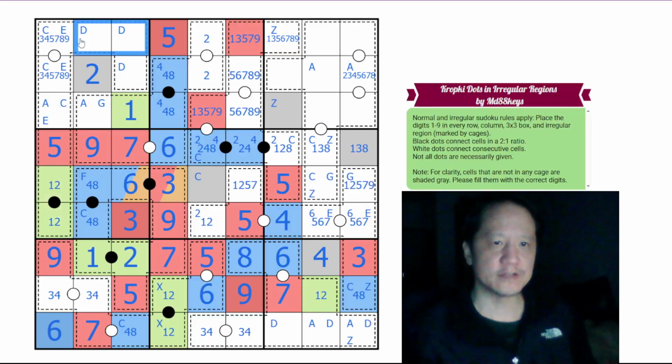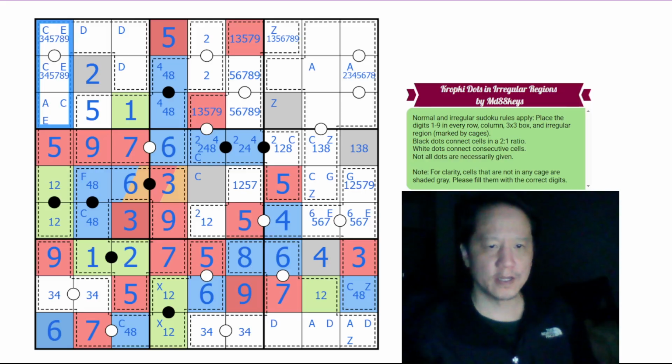This 5 has to appear somewhere in box 1. Cannot be in this cage, so this must be 5. And remaining digits in column 1 are 3, 4, 7, and 8. This can't be 4. This is 8. That's a C.